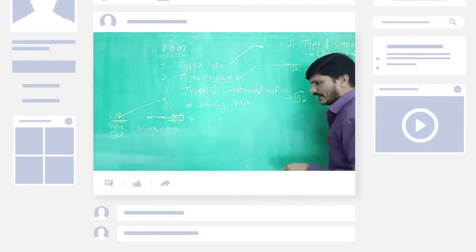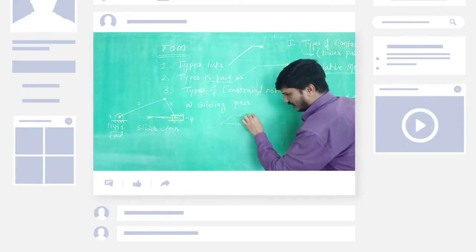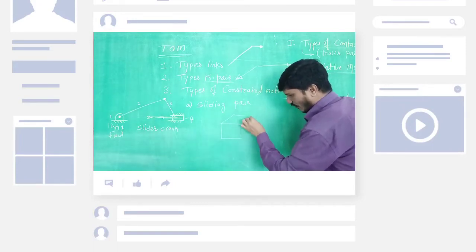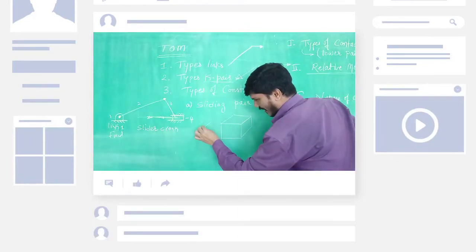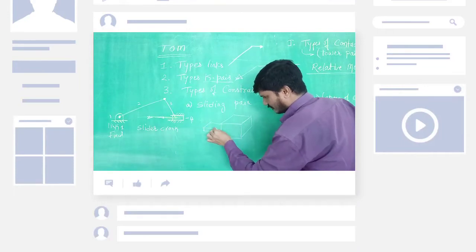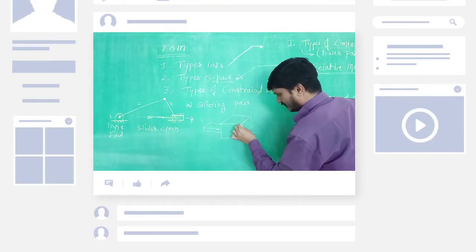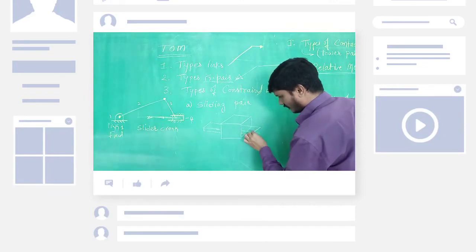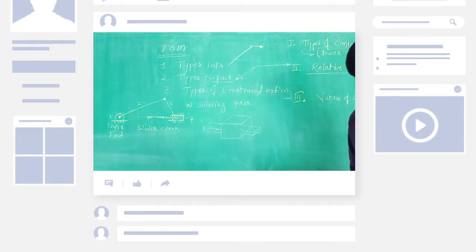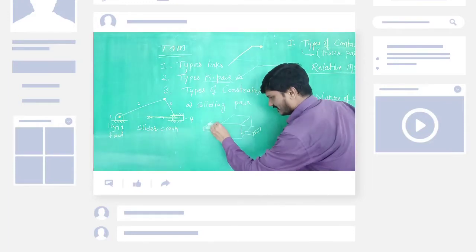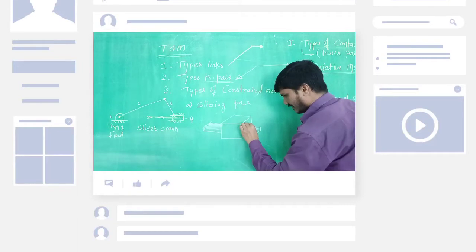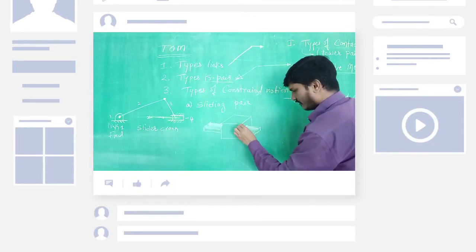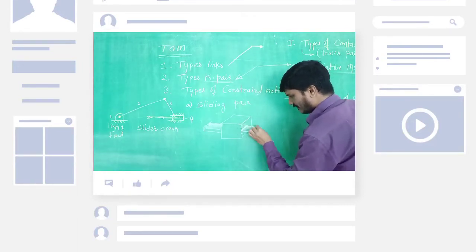Or I can take another example. There is a square box, or you can take a plate. There is a square plate, and again there is another square plate. This square plate is sliding through a hole. You can say this is a hole here. Now you can see clearly.